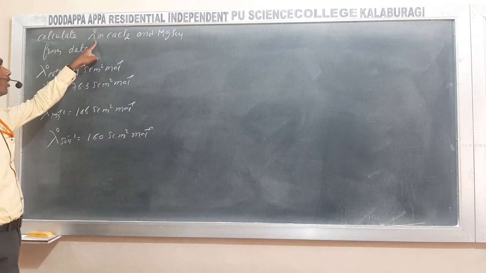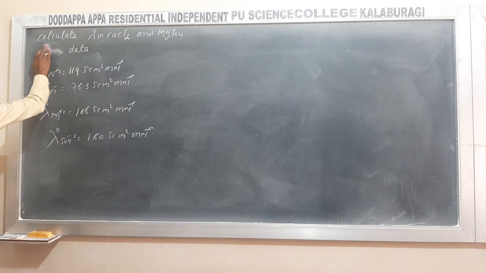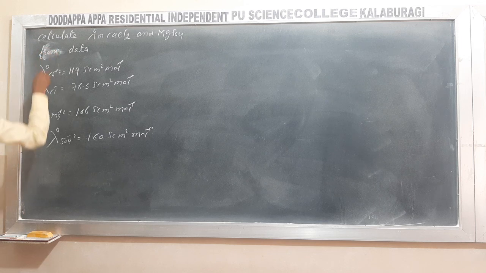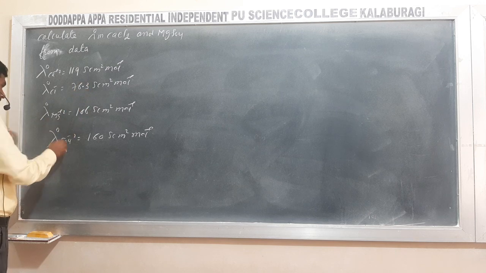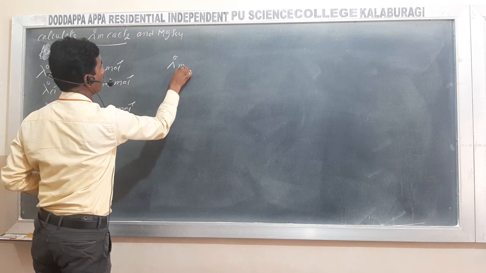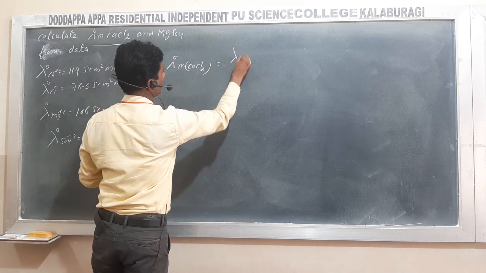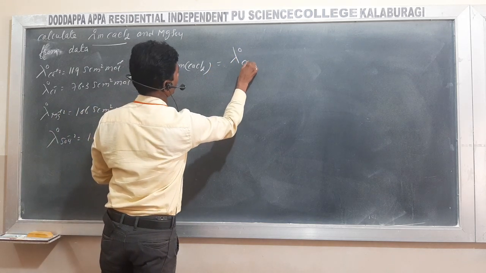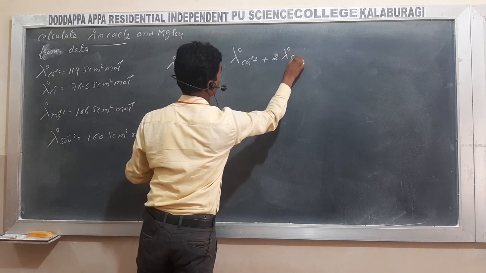The next problem. Calculate the limiting molar conductivity of calcium chloride and magnesium sulfate from the given data. Limiting molar conductivity of calcium is 119. Limiting molar conductivity of Cl minus is 76.3. Similarly magnesium sulfate. First you have to find out the limiting molar conductivity of calcium chloride. Limiting molar conductivity of calcium chloride is equal to the limiting molar conductivity of calcium ion plus 2 times the limiting molar conductivity of Cl minus.